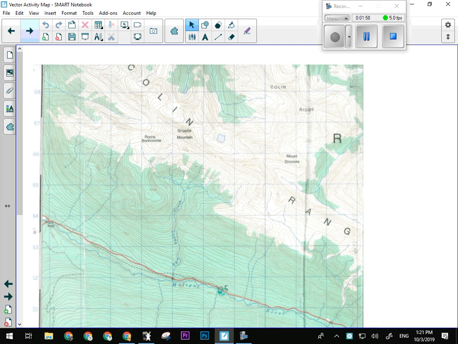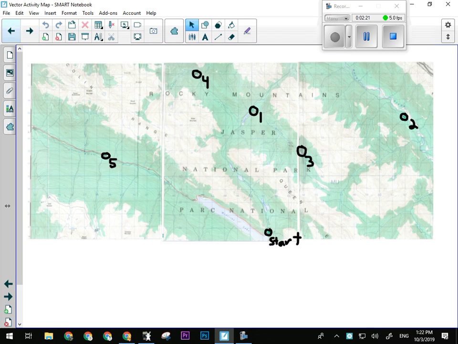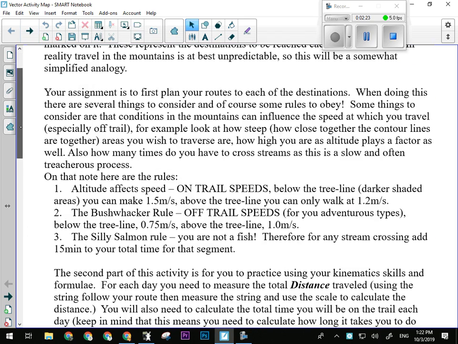The other thing you need to look at on this map is the colors. Anything that's green is what we would refer to as below the tree line. That means your trees. Anything that's white is above the tree line. There are no trees, but you're at a higher altitude when you are above the tree line. Everybody follow me on that? Okay, so here are the rules that you have to obey.